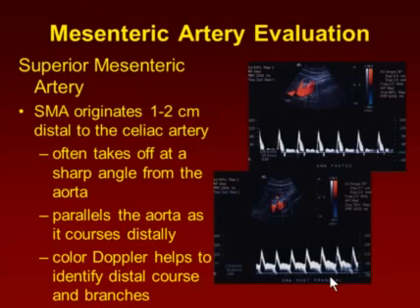The superior mesenteric artery originates a centimeter or 2 distal to the origin of the celiac artery. It most often takes off from the aorta at a very sharp angle, almost 0 degrees, comes up, and then courses inferiorly parallel to the aorta as it arborizes into many branches. Color Doppler can be very helpful to identify the distal course of this and its branches. The normal spectral waveform in the fasting patient is fairly high resistant, and then postprandially, when all the blood vessels in the mesentery will dilate, you get forward diastolic flow throughout diastole.